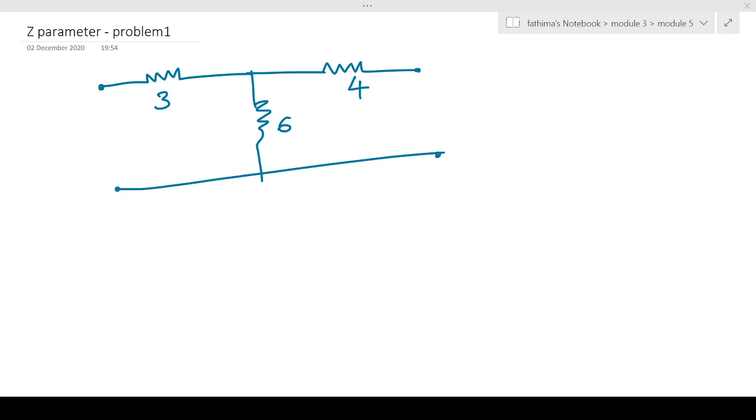In this video, we will do a problem on Z parameter. So this is the question. We have to find the Z parameters of this two-port network. There are two ways for solving this problem. So we'll see the first method.